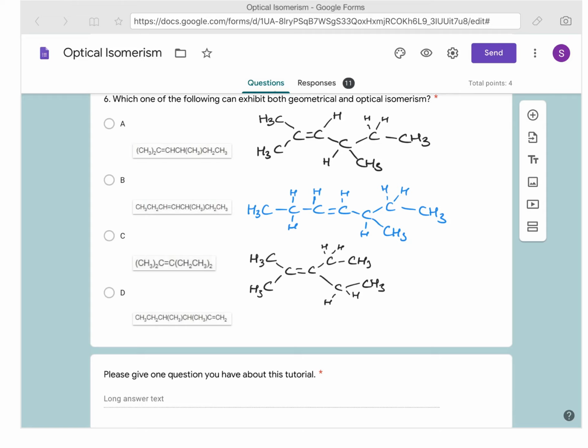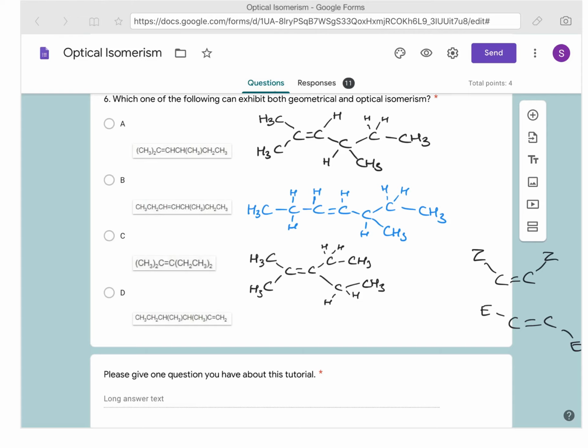So it asks which can exhibit both geometrical and optical isomerism. Geometrical isomerism, you need to remember, is the one where if you've got a double bond, you could have the highest priority groups being on the same side, like that. If they're on the same side, they're called Z isomers, so I'll just call those two groups Z. Or on opposite sides, which is an E isomer, so you'd have your highest priority groups there and there. So that's your geometrical isomerism.